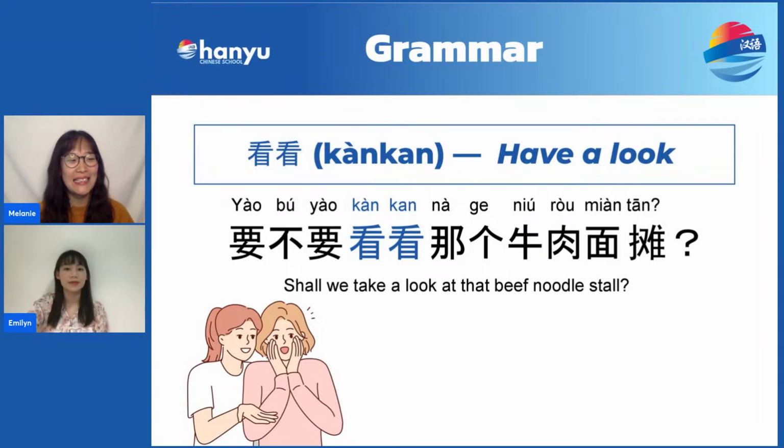So let's break it down with the dialogue examples. First, 看看, have a look. 要不要看看那个牛肉面摊? Shall we take a look at the beef noodle stall? Using 看看 here makes the question gentle and casual. It's like saying, wanna take a quick look? Instead of, go look at it.